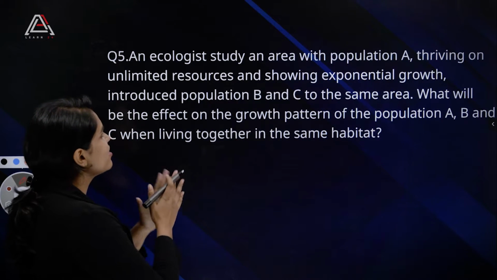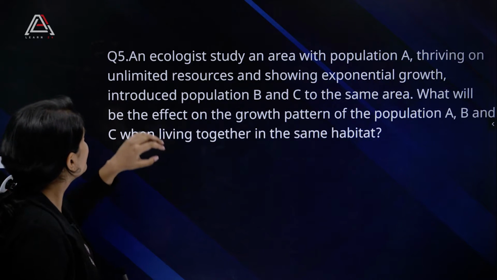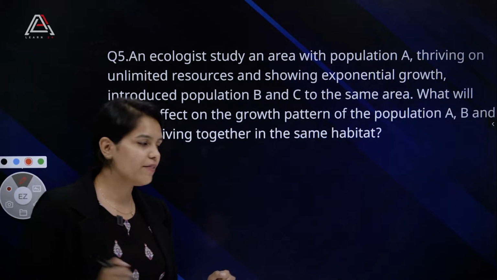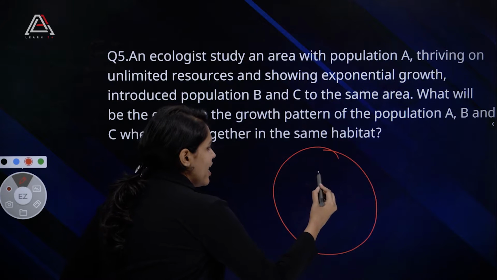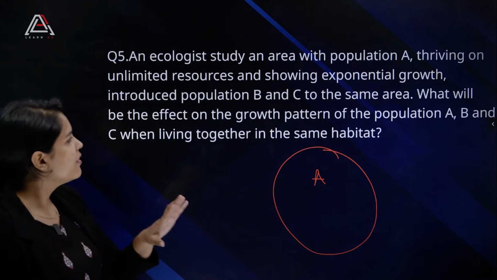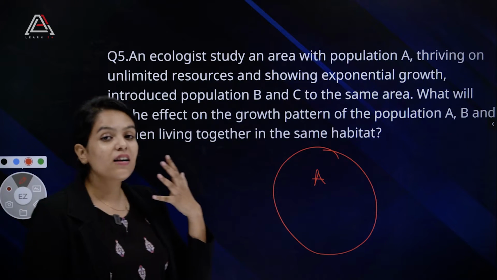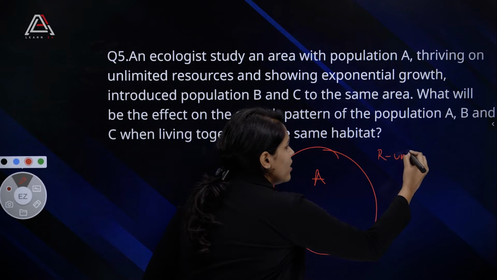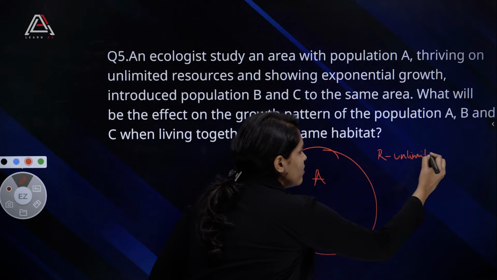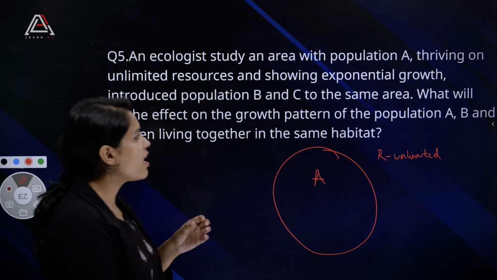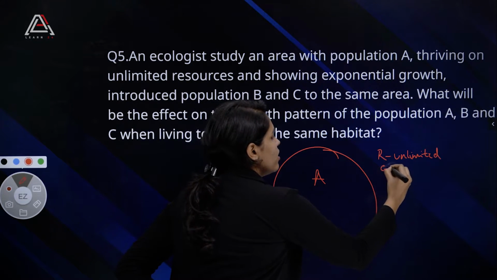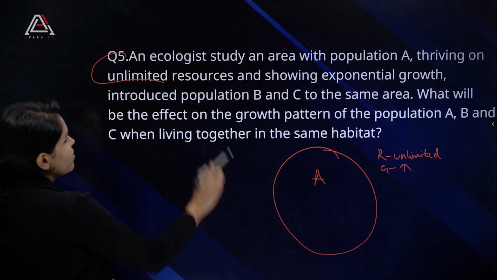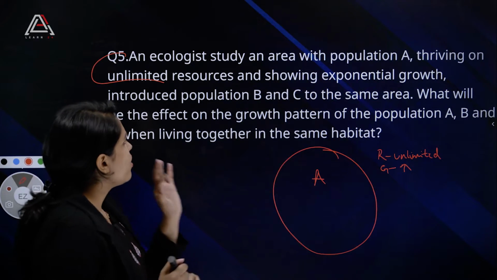All right, so let's just understand this particular question. Here they are asking, an ecologist is studying an area, population A, which is thriving with unlimited resources, and the growth in this area is exponential. So that is the information this question is providing us. Let's see what happens next.